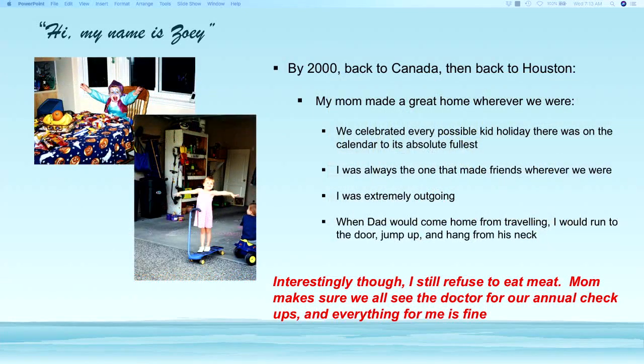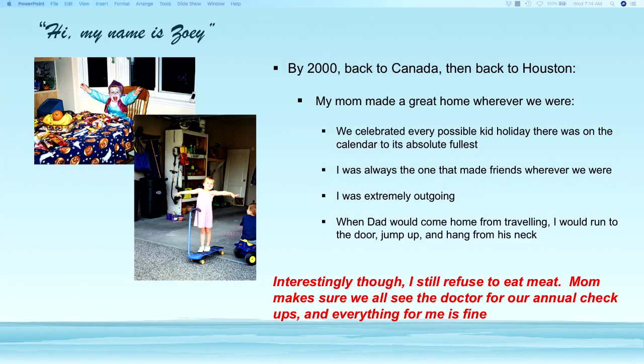By 2000, we were back to Canada and then back to Houston again. We traveled a lot. We moved 11 times in 14 years. And wherever we were, my mom made a great home. We celebrated every possible kid holiday there was on the calendar to its absolute fullest. I was always the one that made friends wherever we were. It did not matter. I was extremely outgoing. And when Dad would come home from traveling, I just remember always running to him as quick as I could, jumping up high, grabbing him by the neck, and almost pulling him down.